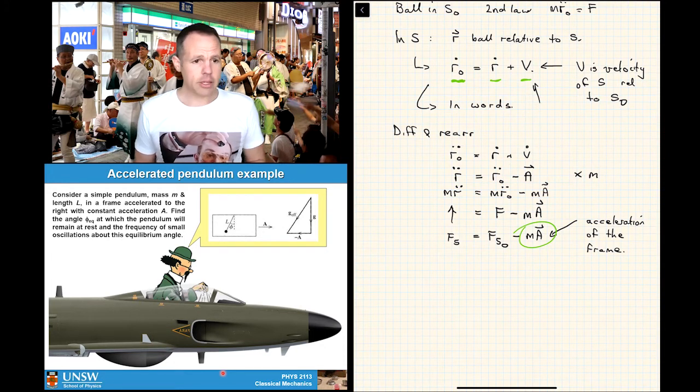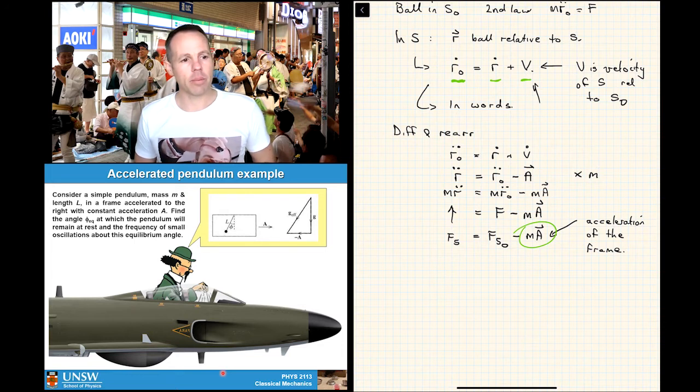So consider a simple pendulum, mass little m, length big L, in a frame accelerated to the right with constant acceleration a. Find the equilibrium angle phi at which the pendulum will remain at rest, and the frequency of small angle oscillations about this equilibrium angle. Okay.